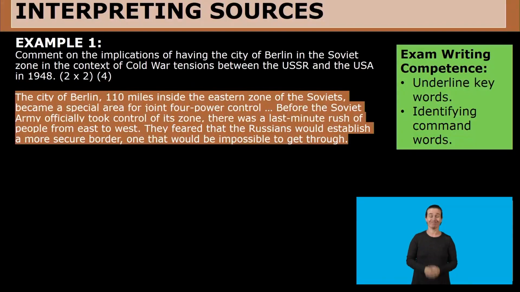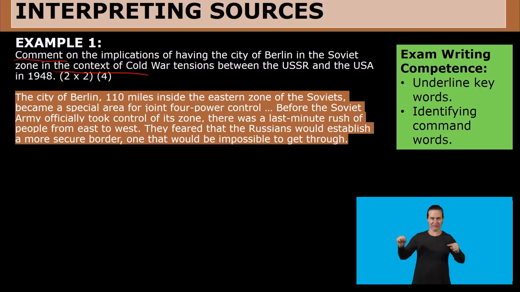So now let's quickly look at examples from past papers to help you understand how to apply those skills. The first example says you need to comment. Remember again, it's very important to read your questions and do exactly what you're being asked to do. Comment on the implications of having the city of Berlin in the Soviet zone in the context of the Cold War. This has to be in the context of the Cold War: tensions between the USSR and the USA.